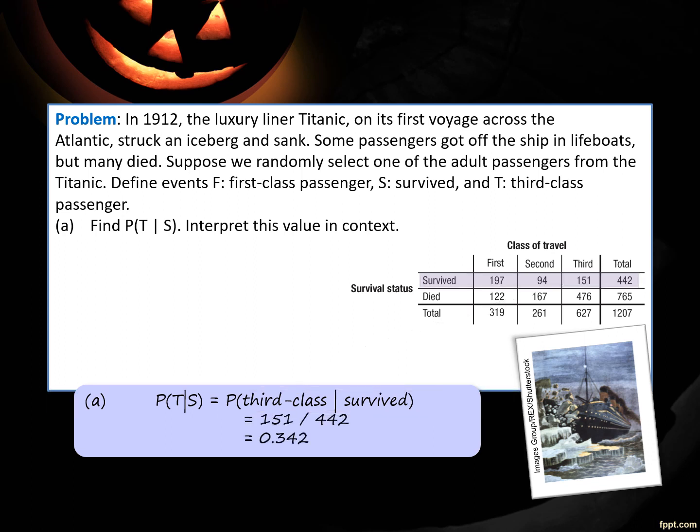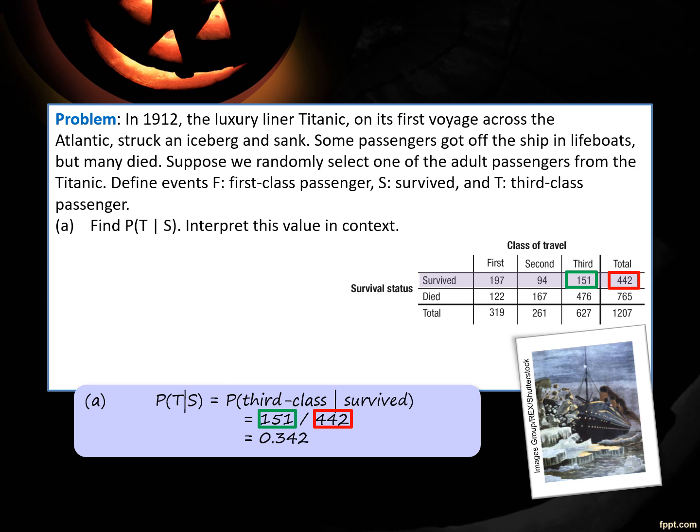So I'm going to do 152, and that is the number of third class passengers who survived, and it's going to be divided by my total number of survivors. And I got a probability of 0.342. But that wasn't the whole problem.